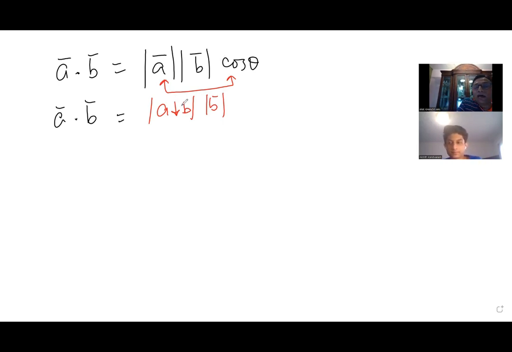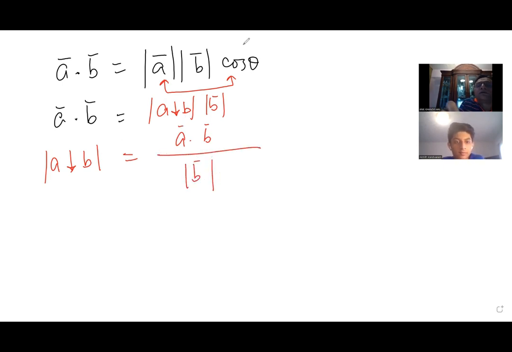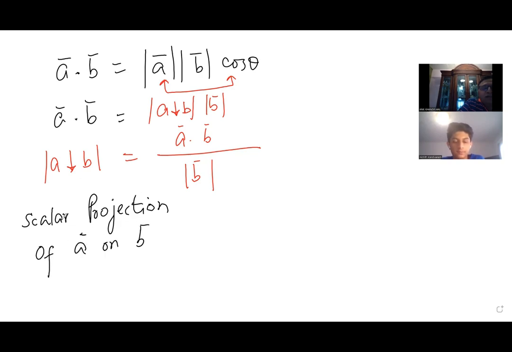Now, we will isolate this projection of A on B, and we can write this as the dot product of A and B divided by the magnitude of B. So this is the formula for scalar projection of A on B. Clear?